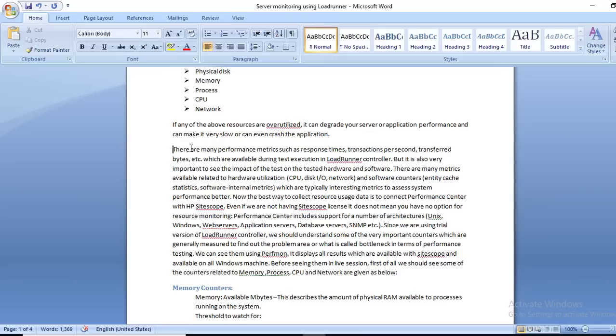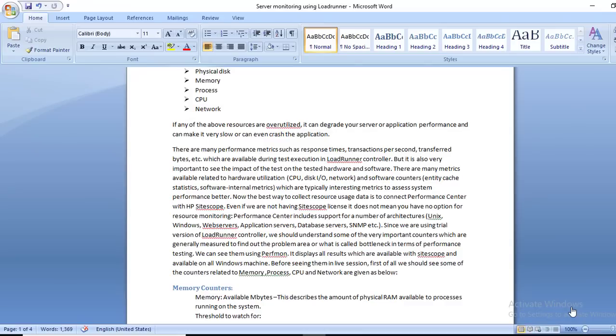It is also very important to see the impact of the test on the tested hardware and software. You have to do performance testing on different hardware and software configurations. There are many metrics available related to hardware utilization, CPU, disk I/O, network, and software counters. There are many software counters available, which are typically interesting metrics to assess whether the system is performing better.